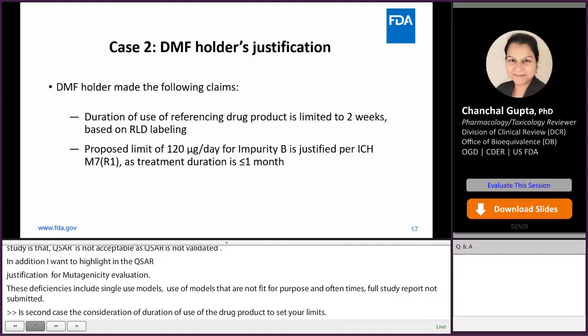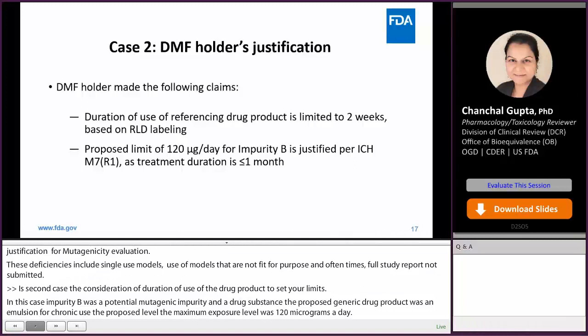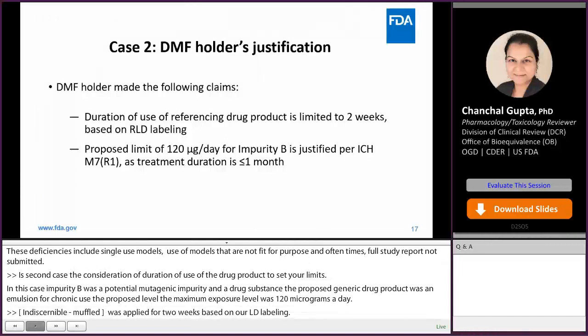The DMF holder claimed that the referencing drug product supported by the given DMF was applied for 2 weeks per the RLD label. Therefore, the DMF holder considered that the duration of use of the proposed product is acute and claimed that the proposed level of 120 microgram per day for impurity B was supported by ICH-M7.